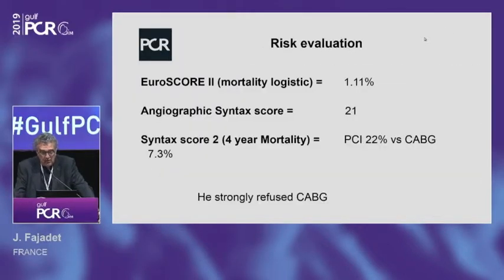When we look finally at the risk evaluation, the angiographic SYNTAX score is 21, and we look at the SYNTAX score 2 with the 4-year evaluation of mortality, which was calculated at 22% for PCI versus 73% for bypass surgery. So normally there is an indication for bypass surgery for this patient with 3-vessel coronary artery disease. But the patient strongly refused bypass surgery.